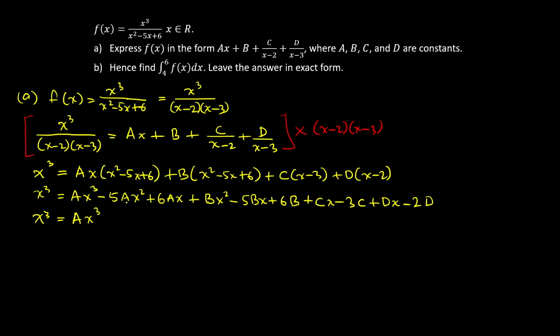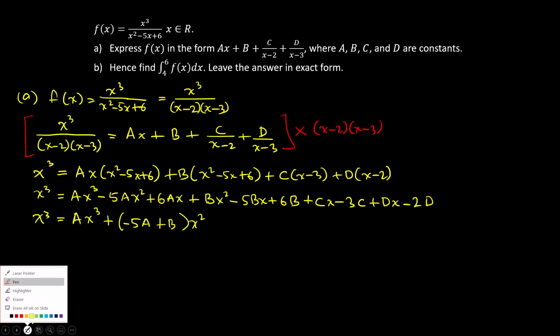All right, now let's gather all the x squared terms. We have 1 here, so let's just put minus 5a. The next one is here, bx squared, so I just put plus b. Oh, let's not close the bracket just yet. I want to inspect more x squared terms here. Is there any more? Looks like we are done with the x squared terms.